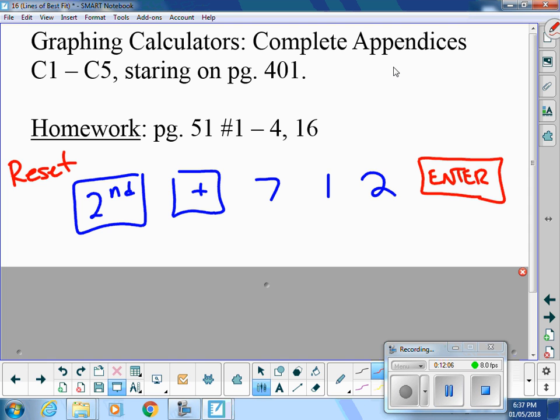And then for tomorrow's lesson, we're going to go over a line of best fit by hand as well, just to review that and show you a better technique. But for today, get on the graphing calculators and learn how to use those features.